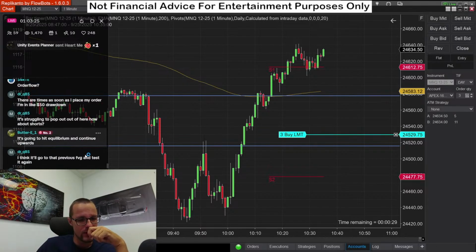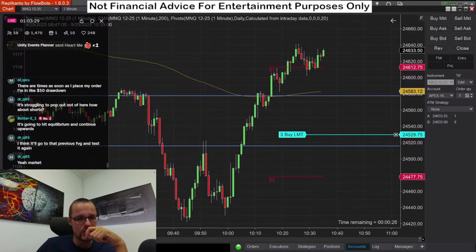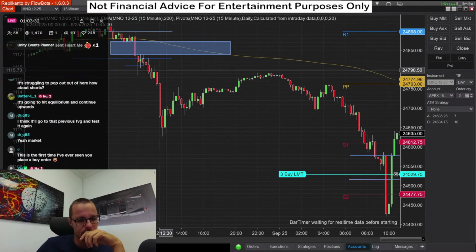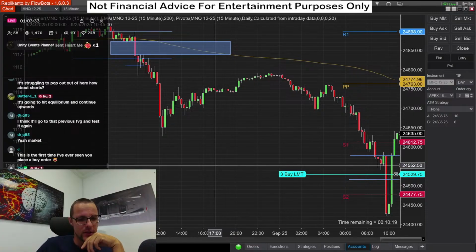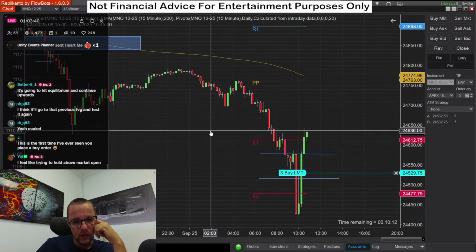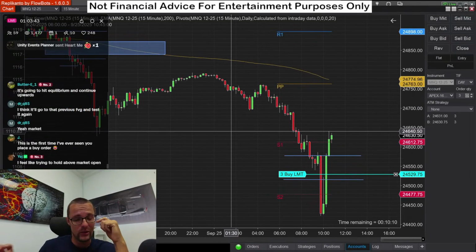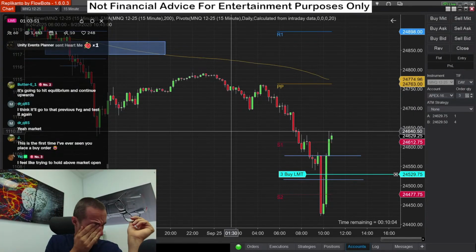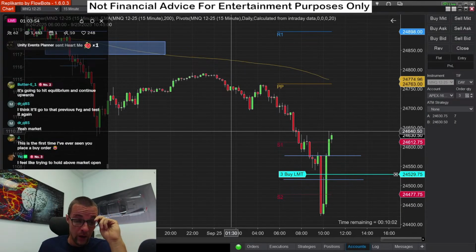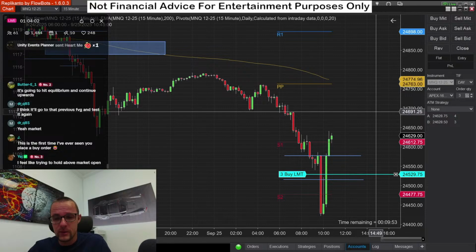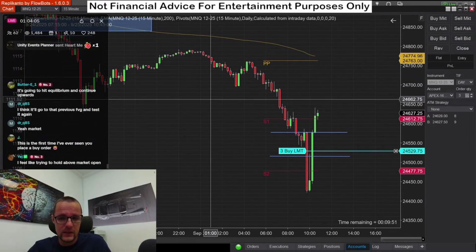Then go to that previous fair value gap and test it again on a higher time. It's the first time I've ever seen you place a buy order. No, with this strategy, I always place buy orders. There was another strategy that I was doing, where I did market orders, but on these accounts I'm doing this strategy. Yeah, we got some imbalances on the 15-minute, bearish imbalances down.